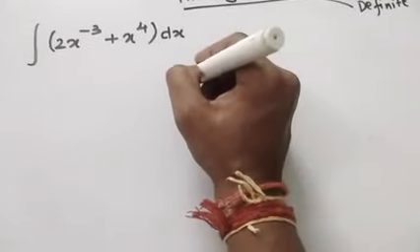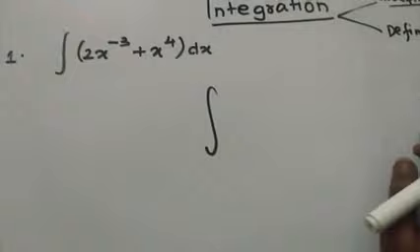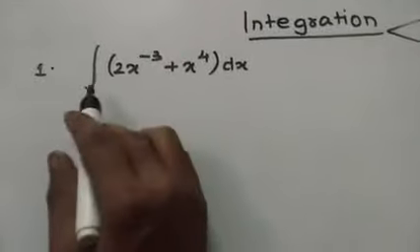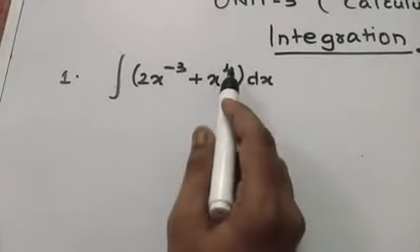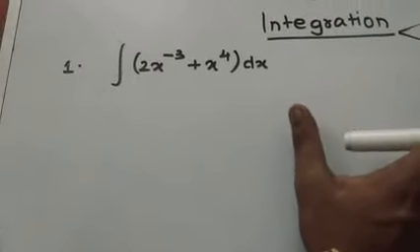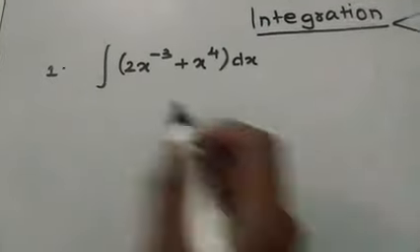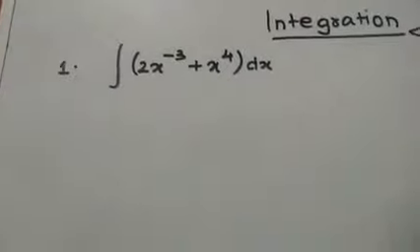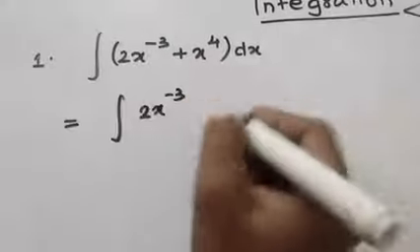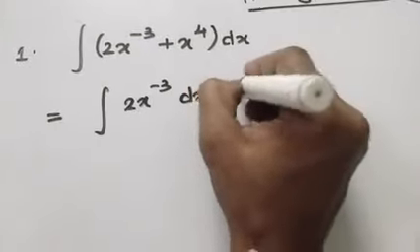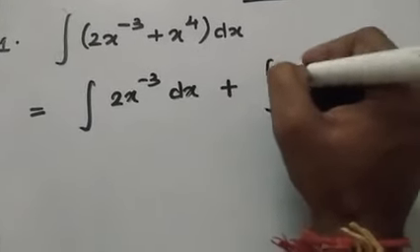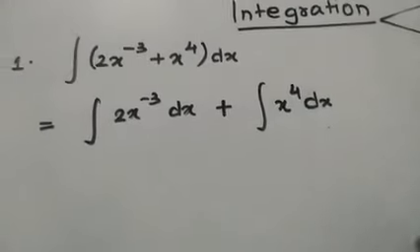Try this first of all: integration of 2x to the power minus 3 plus x to the power 4 dx. Same rules as differentiation: in terms of addition, we will integrate them separately. So first, integrating the first term, 2x to the power minus 3 with respect to x, plus, integrating separately like differentiation, integration of x to the power 4 dx.